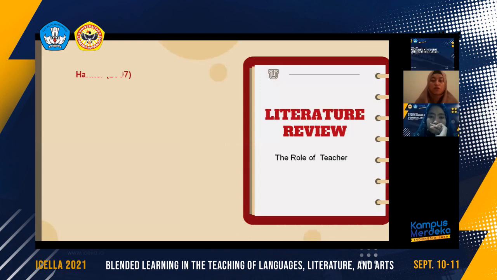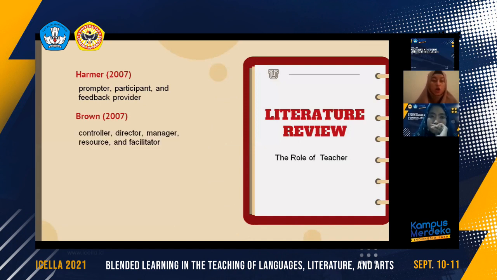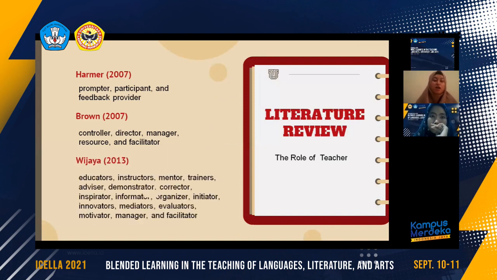Next, the role of teacher. From Harmer, they are prompter, participant, and feedback provider. And according to Brown, the role of teacher are controller, director, manager, resource, and facilitator. And according to Hidayah, there are educators, instructors, mentor, trainer, advisor, demonstrators, corrector, inspirators, informator, organizer, initiator, innovators, mediators, evaluators, motivators, manager, and facilitators.